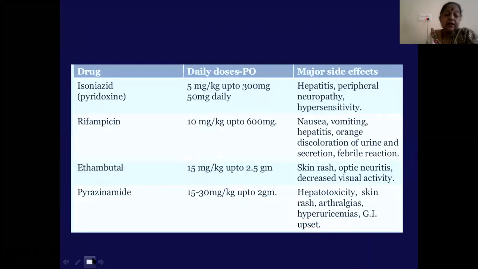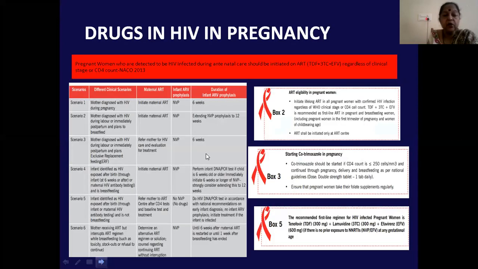So this is a drug regime which is commonly used, and the major side effect is on the liver. So if you are prescribing isoniazid, you just watch for hepatitis, okay? And even pyrazinamide is known to cause hepatotoxicity. Okay, so these are the things you should remember about the anti-tuberculosis drugs.